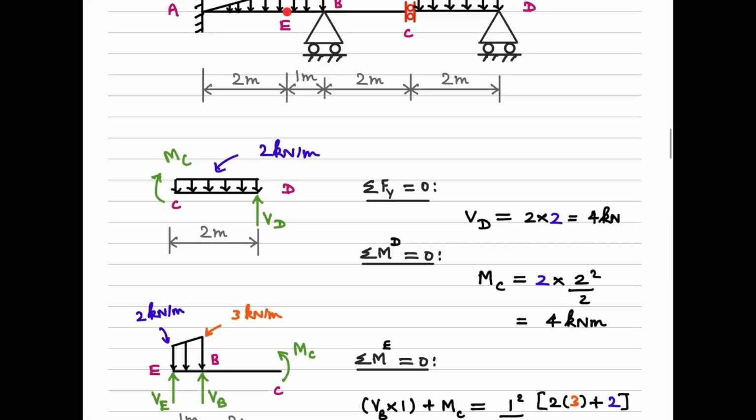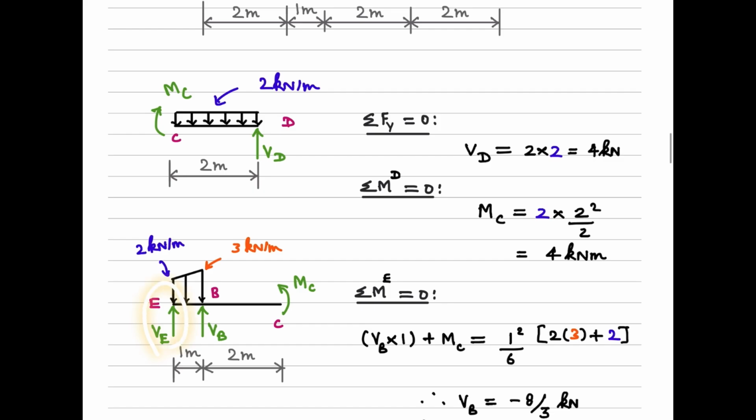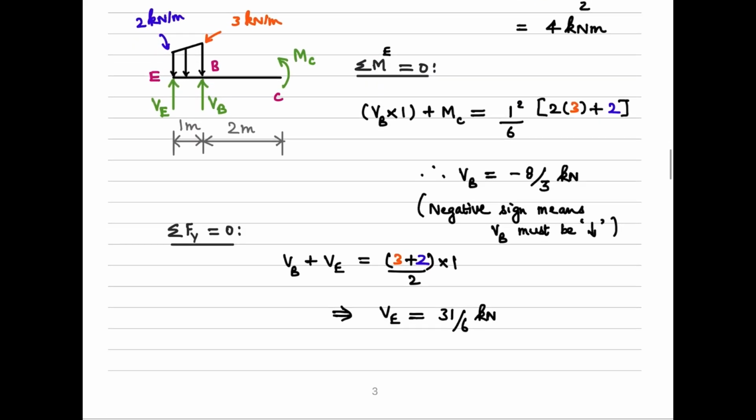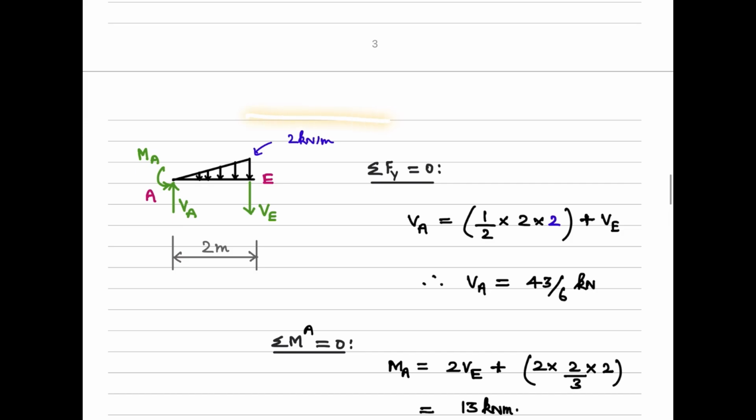Once we are done with this, the remaining span is just AE. Now we see that this VE is upward, which means when we take this span AE, at this end it will be downward. So we are moving on to the remaining span AE, which contains the trapezoidal load like this. Since VE acts upwards on the other span, for equilibrium, this VE for the span AE should be downwards.